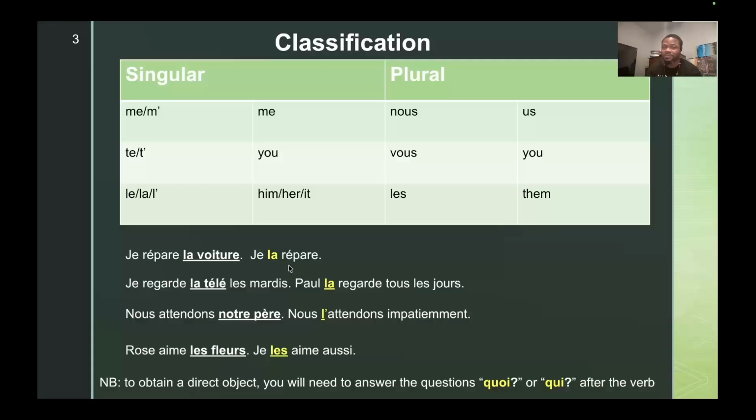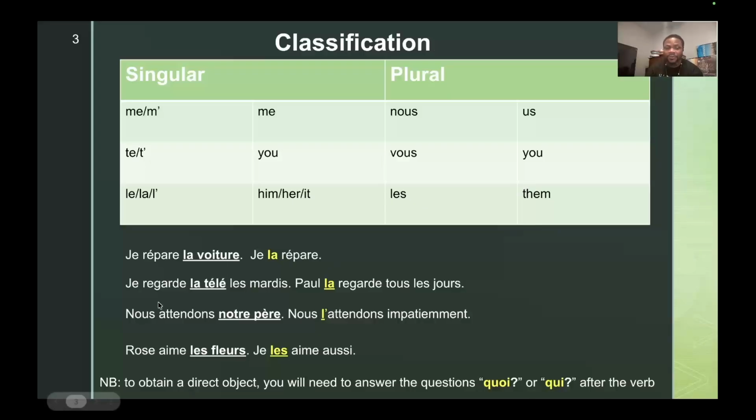I'm repairing it. So instead of repeating la voiture, if someone has asked you, tu répares la voiture? Are you repairing the car? You say, oui, je la répare. Yes, I'm repairing it. Instead of saying, oui, je répare la voiture.